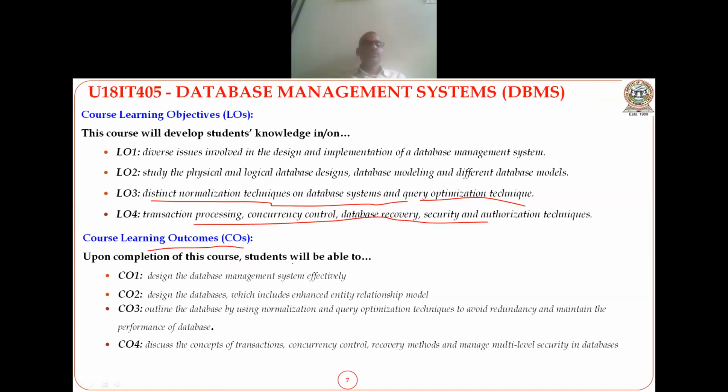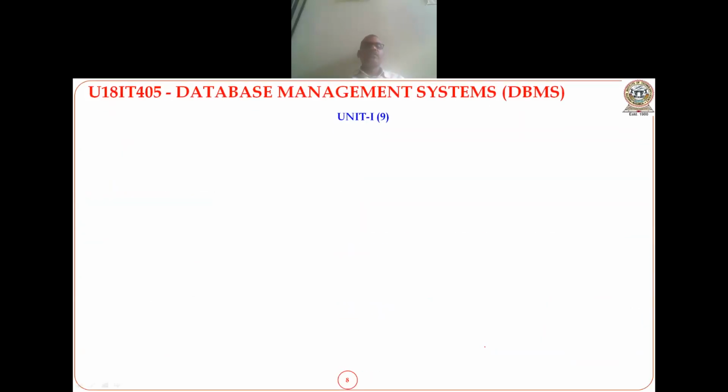Upon completion of this course, students will be able to design the database management system effectively, and design databases which include the enhanced entity relationship model. Students will be able to outline the database by using normalization and query optimization techniques, to avoid redundancy and maintain the performance of the databases. And students will be able to discuss the concepts of transactions, concurrency control, and recovery, and manage multi-level security in databases.